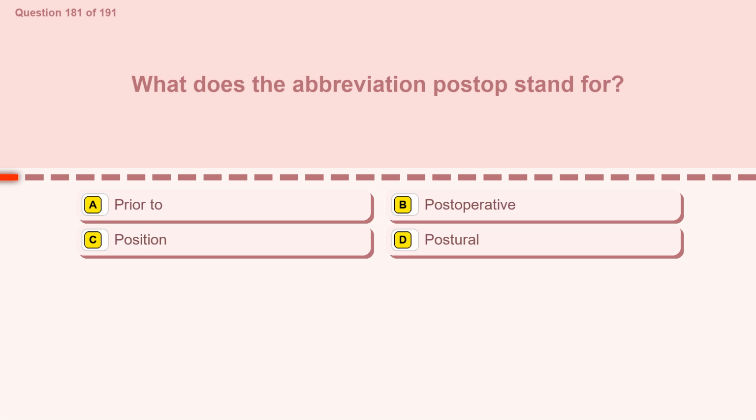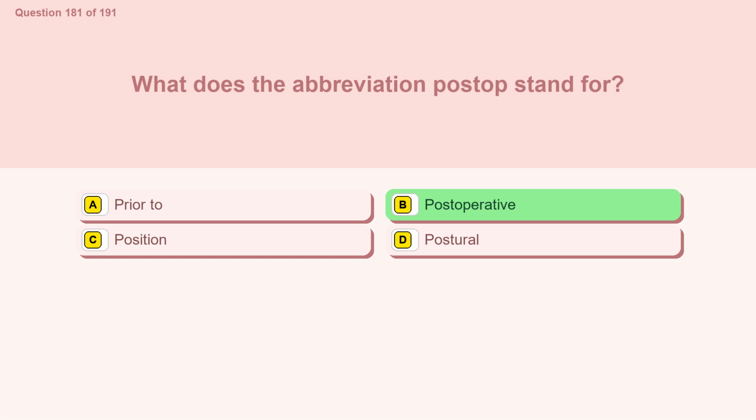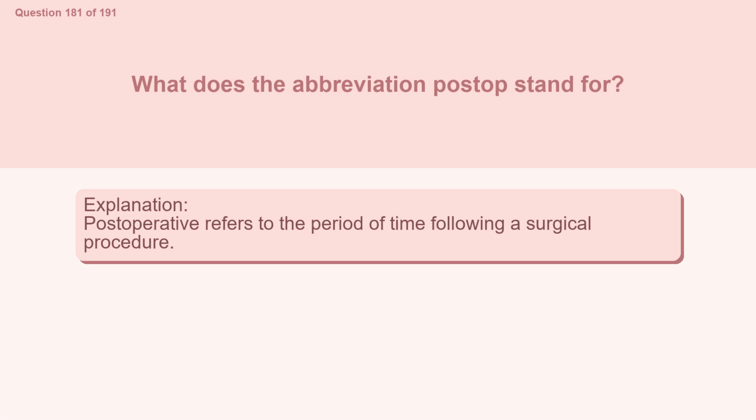Question 181. What does the abbreviation postop stand for? Option A, prior to. Option B, postoperative. Option C, position. Option D, postural. The correct answer is option B, postoperative. Postoperative refers to the period of time following a surgical procedure.